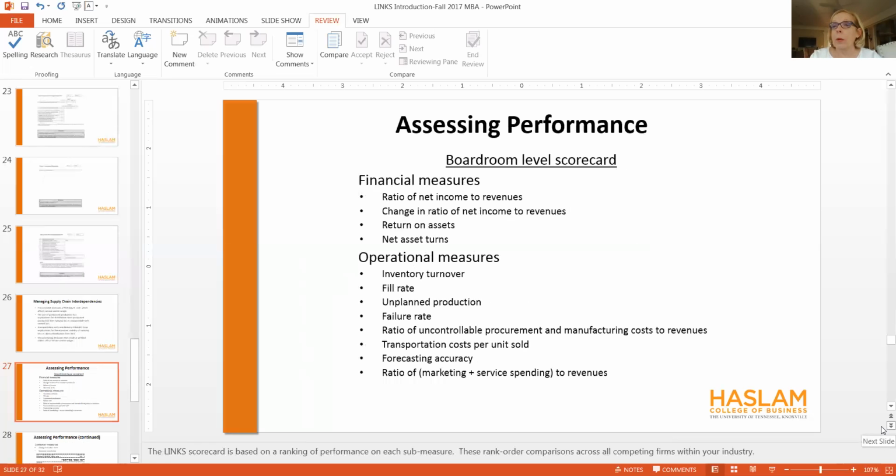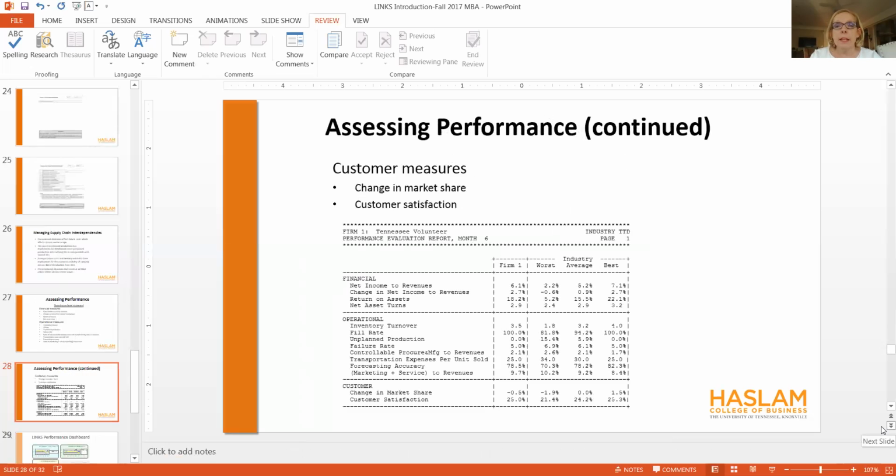We talked about how we assess the performance. There are 14 metrics. They cover 3 different areas. They cover financial measures. You can see those listed here. It also covers operational measures. And then it also covers the customer measures or the satisfaction.